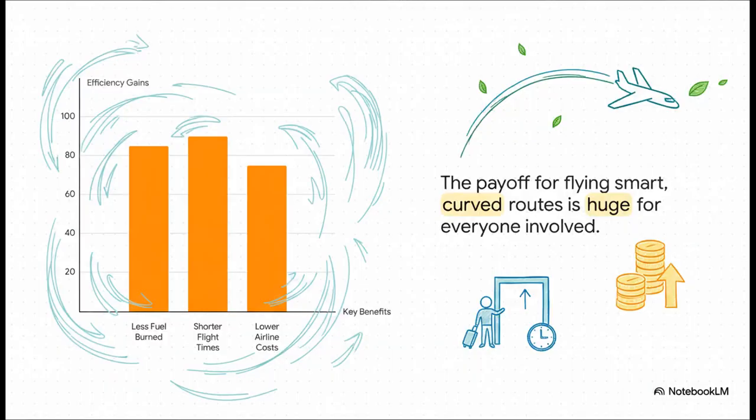And why go through all this trouble? Well, the payoff is absolutely massive. By flying these intelligent curved routes, airlines burn way less fuel, flights are shorter, and their costs go down. And that's better for the planet, it's better for the airline's bottom line, and it's better for you, getting to your destination a little bit sooner.